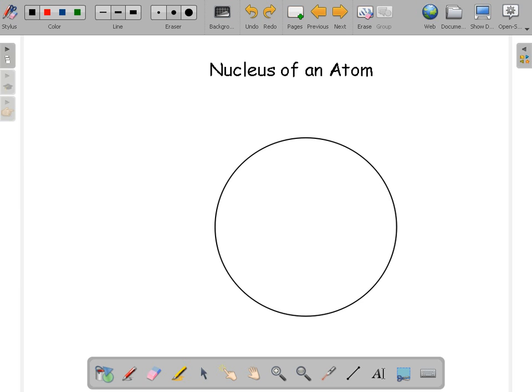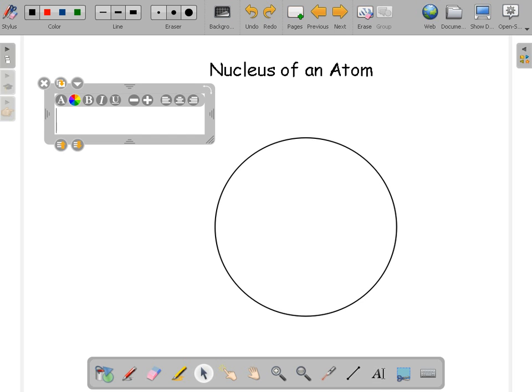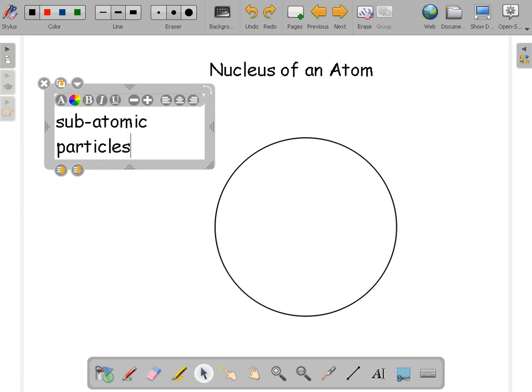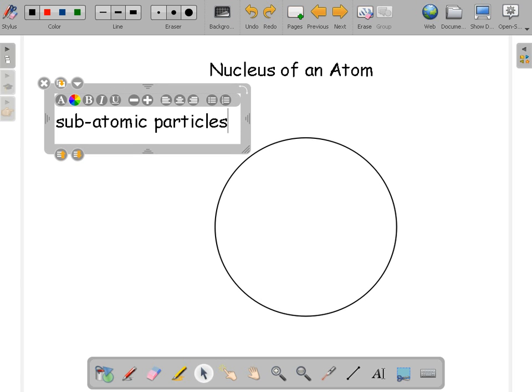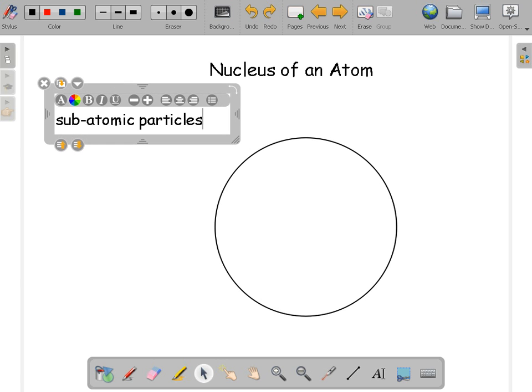So the nucleus is made up of 2 subatomic particles. Now this is a special word you need to learn for your exams. Subatomic particles. Now these are particles which exist within an atom. You can imagine them as particles, but they are so tiny, tinier than the actual atom.